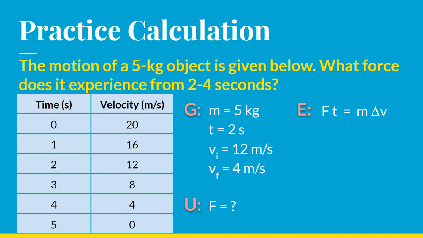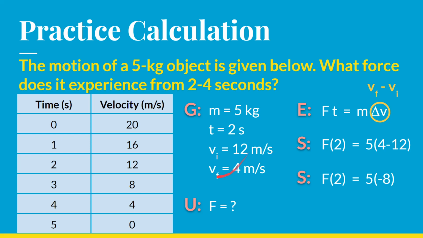Okay, but I don't have delta v, I have vi and vf, but delta v is just vf minus vi. So you can either subtract it first and then plug it in, or you can plug it in as vf minus vi, which is what I'm going to do. F times 2, that's my force times my time, equals my mass times change in velocity, 4 minus 12. Which I know is negative 8. Again, I went from 12 to 4, that's a change of negative 8. 2F equals negative 40, divide both sides by 2, and I get a force of negative 20 newtons. Does anyone have a question about this calculation?